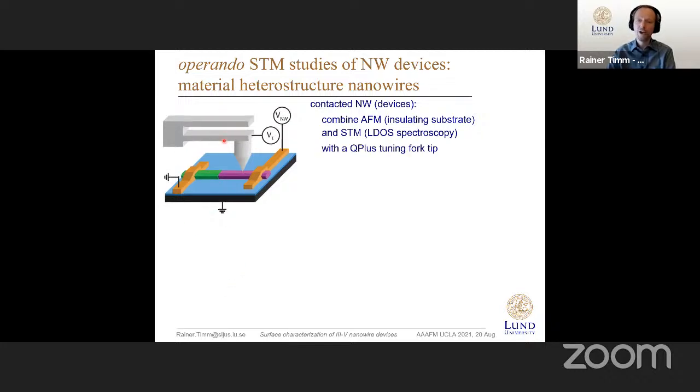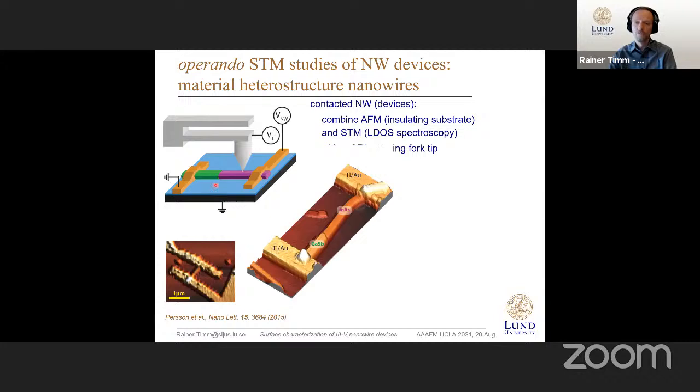Ideally, we can combine both methods, AFM and STM, with a so-called Q+ tip, which is sitting on a tuning fork. So first we go to AFM mode. We take overview images, low resolution images here, only to see where our electrodes are. There is a nanowire between. We can zoom in a bit here.